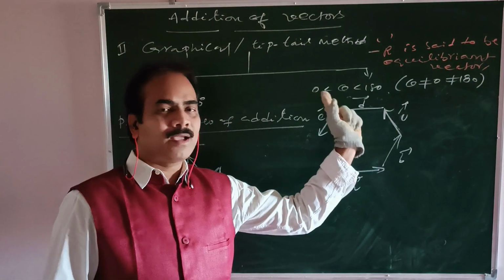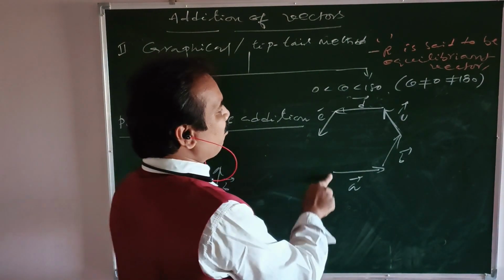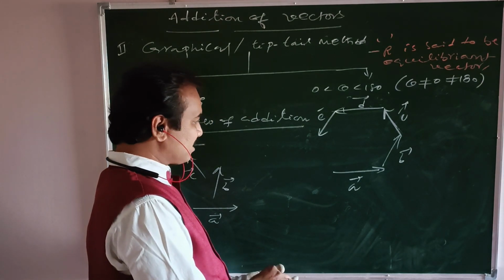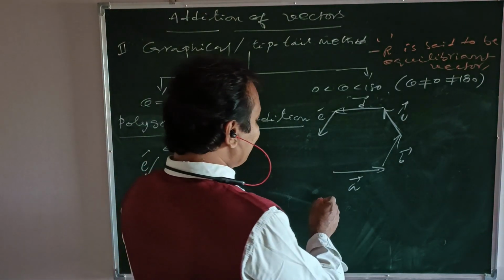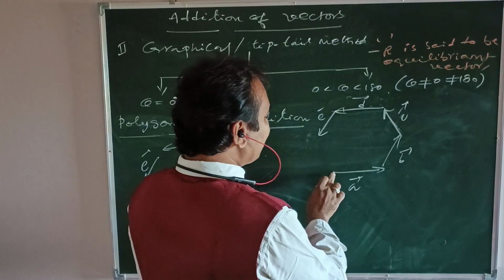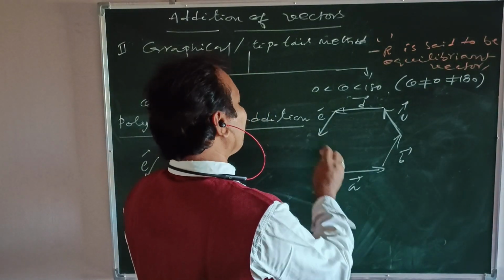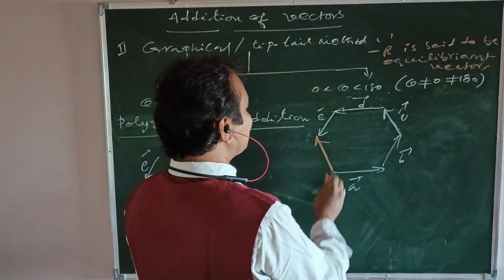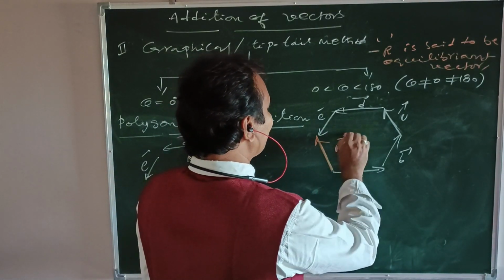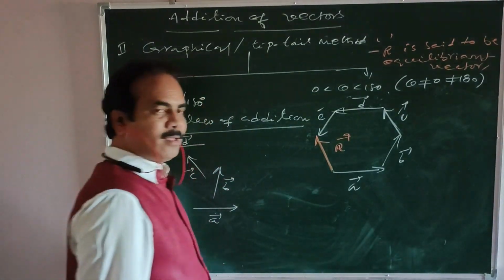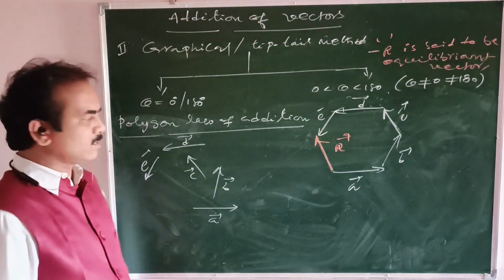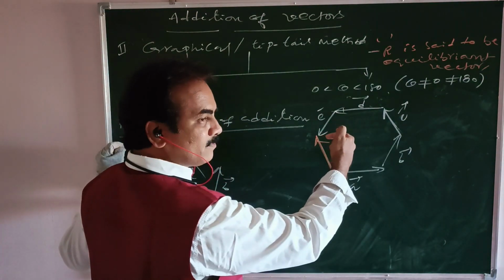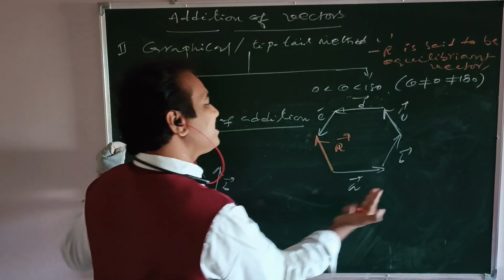in the same order, then this is the closing side of the polygon. Am I right? This is the closing side. If I take one vector such that from the tail of the first vector to the head of the final vector, like that, okay, this is the resultant. This is the resultant of all the coplanar vectors. Am I right?